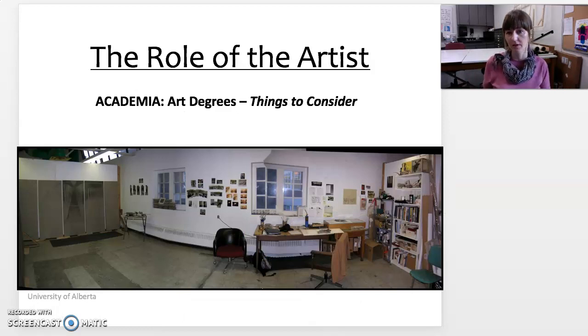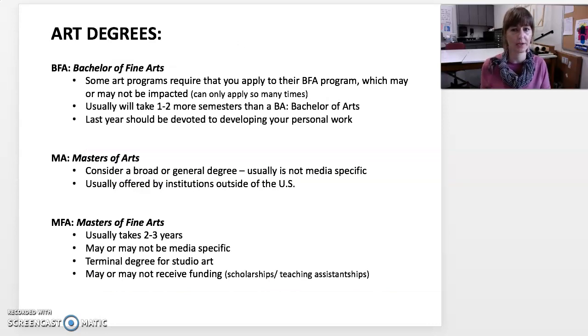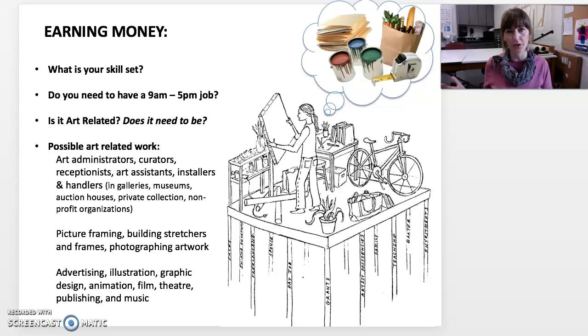Things also to consider as an artist. Do you want to seek higher education? Do you want to get different types of degrees? What are those degrees? What purpose will they serve you in your future? If you don't want to go through the degree path, or even if you do, what are your skill sets? How are different ways that you can make money? How can you sustain your practice?